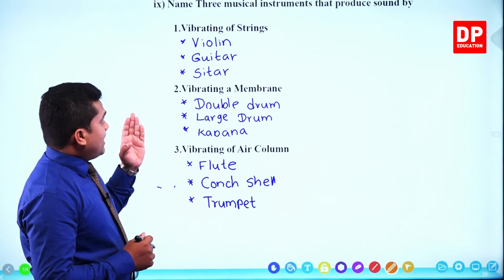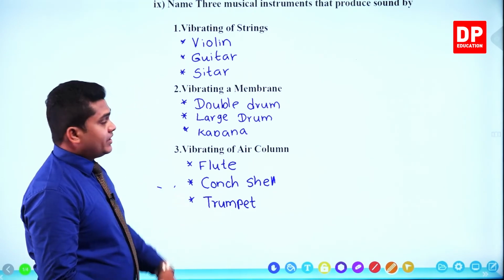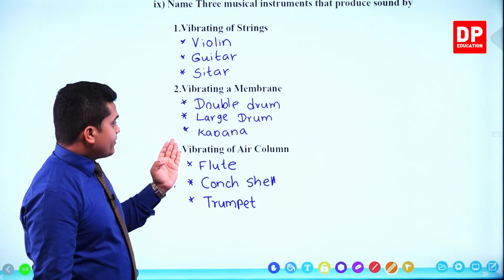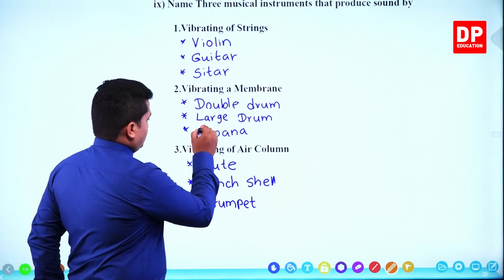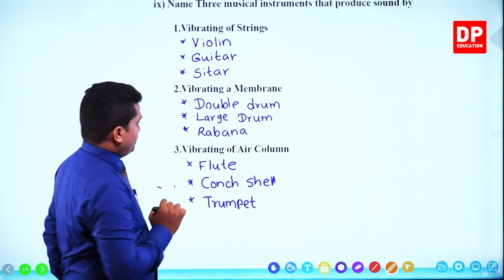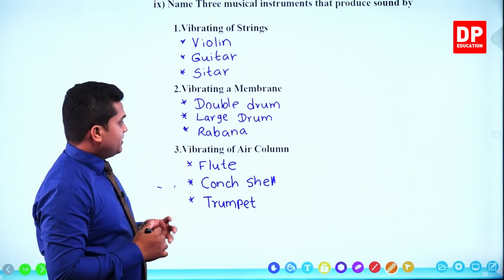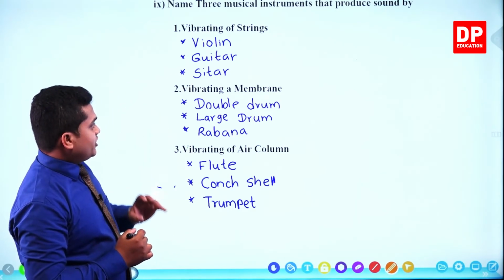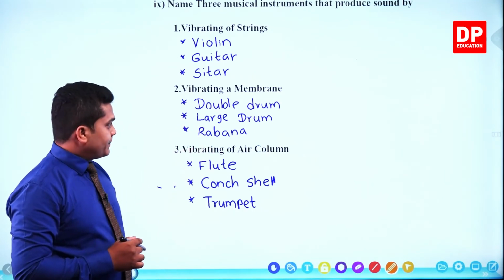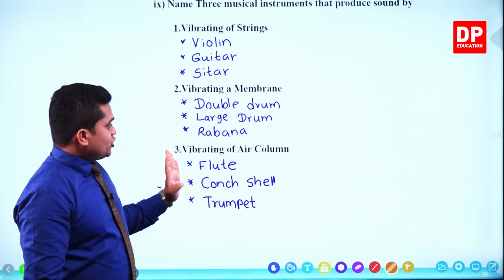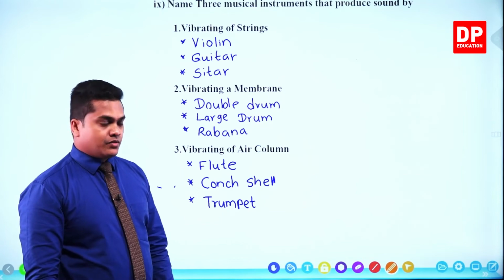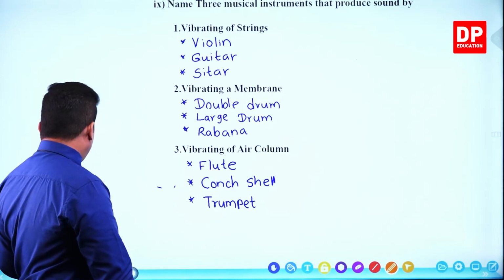So violin, guitar and sitar by the vibration of strings; double drum, large drum and rabana by vibration of membrane. When erasing that, I erased the other one as well, right? Then by vibration of air column: flute, conch shell and the trumpet, right? So we'll move on with the next question then.